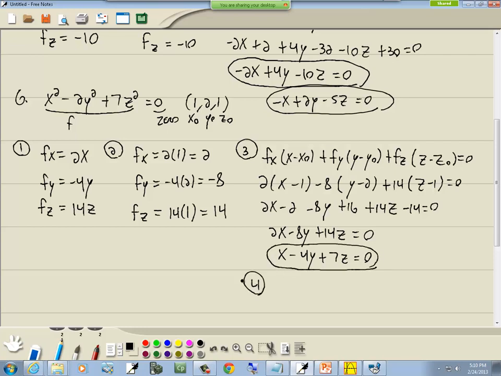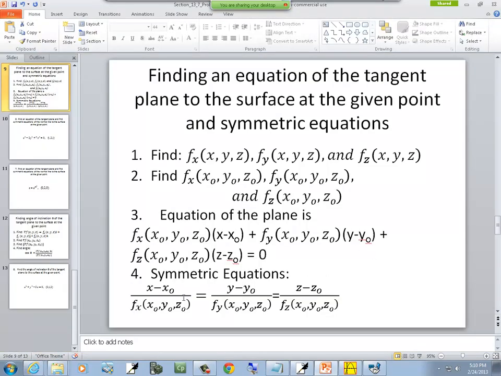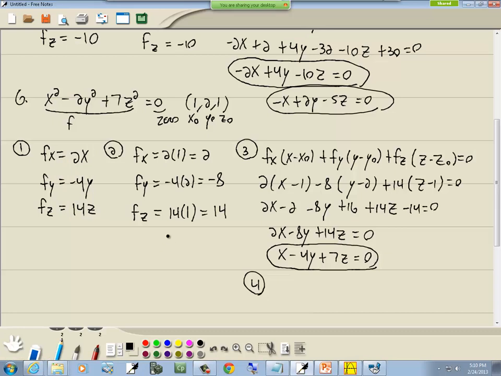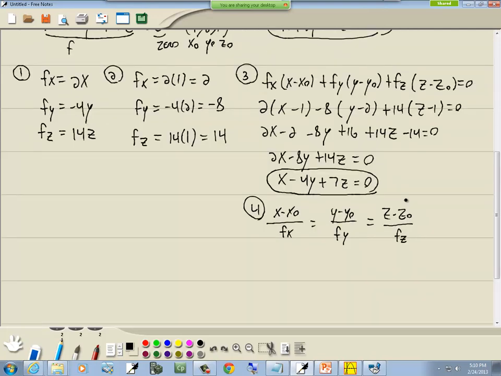Okay. Now the symmetric equations. We're going to have x minus x naught over the partial with respect to x is equal to y minus y naught over the partial with respect to y equals z minus z naught over the partial with respect to z. So x naught was 1, we'll have x minus 1 over 2 equals y minus 2 over negative 8 equals z minus 1 over 14. And those are our symmetric equations.